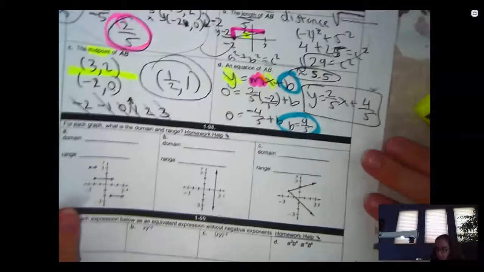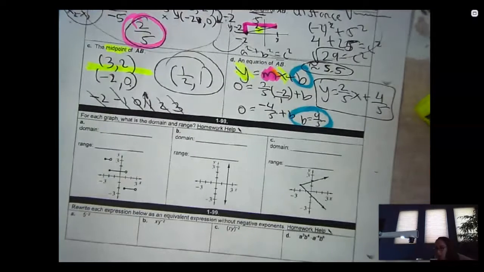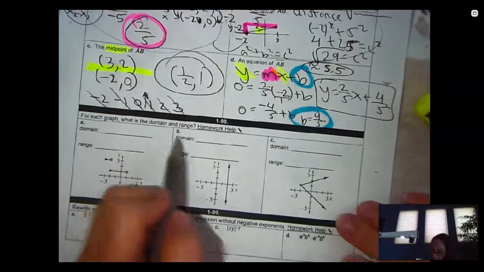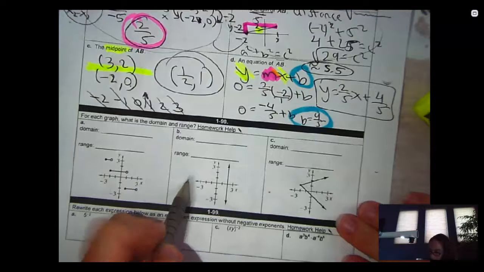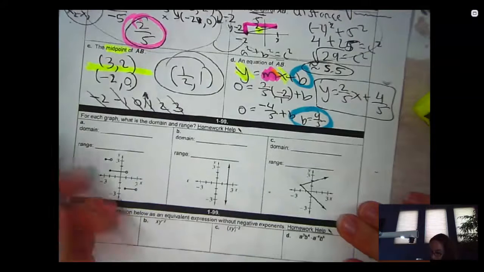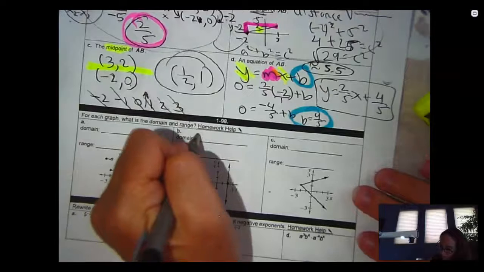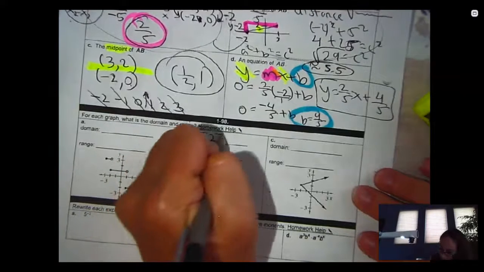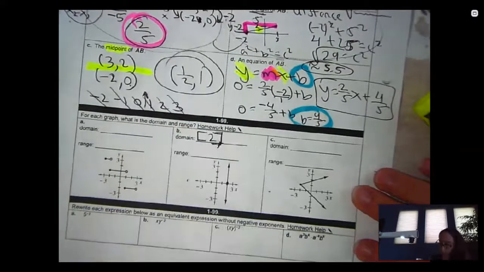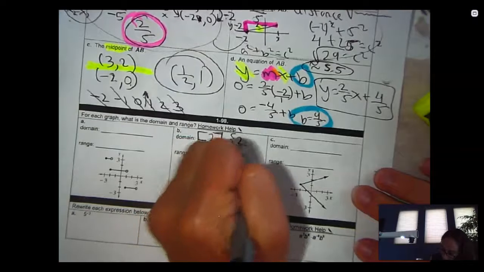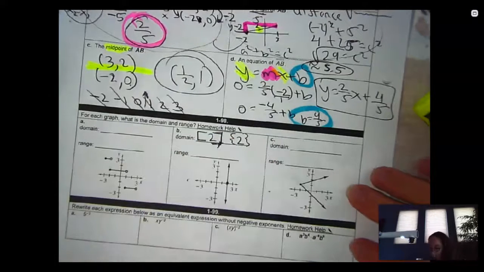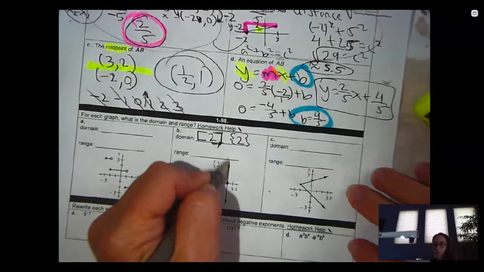All right. Let's do domain and range. I'm going to start with letter B. Domain is everything to the right and everything to the left. But it's only there. What number is that? 2. That's it. And in set notation, 2. That's the only x value I can get.